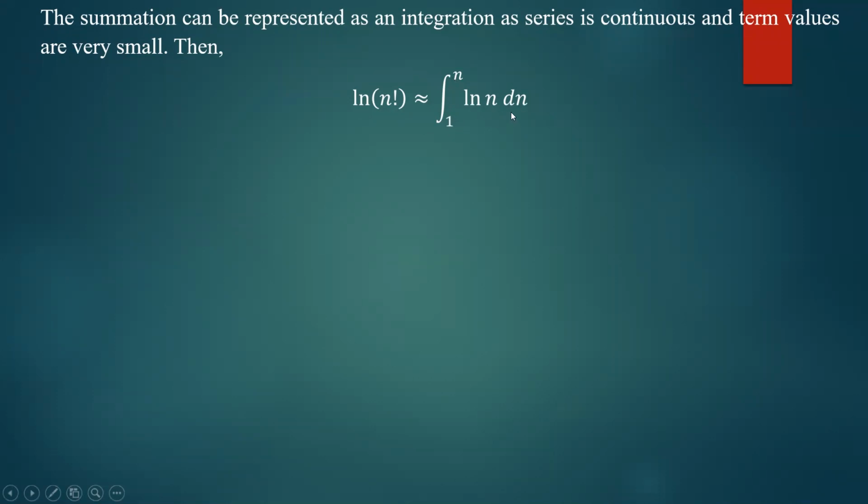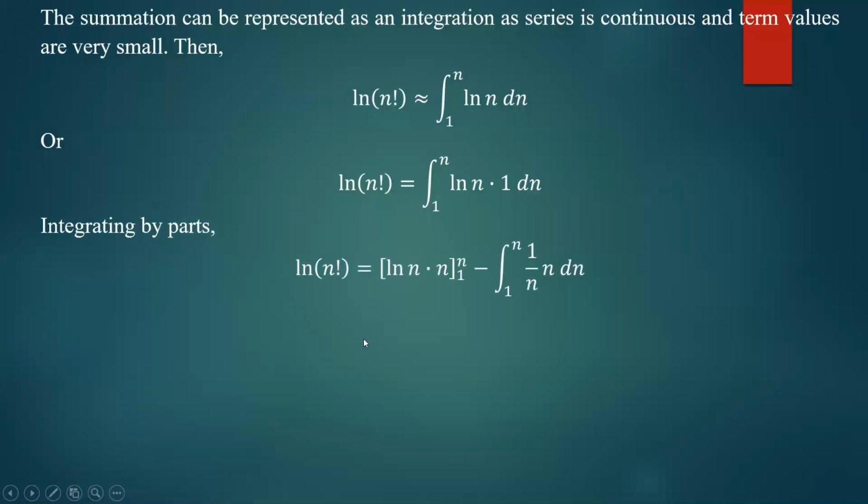Okay, so now integrate this and try to get the right hand side. Left hand side is ln of n factorial. So I can write this as ln of n into 1, because in order to do the integration by parts, you know that the integration of log of x, what is it again? By taking integration by parts, you have to take multiplication by 1. You consider ln n as the first function and 1 as the second function. Okay, so that is integration by parts.